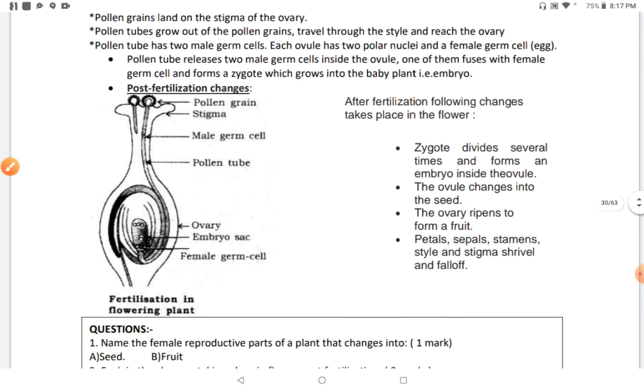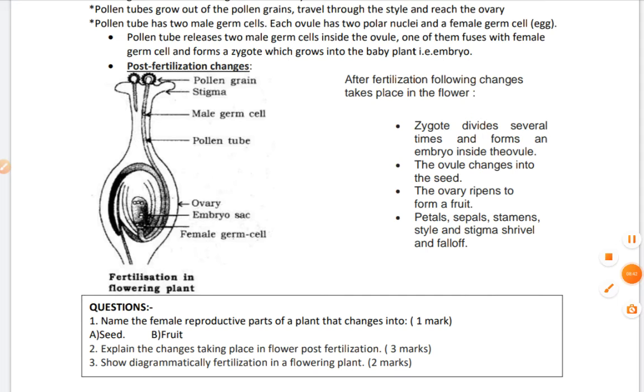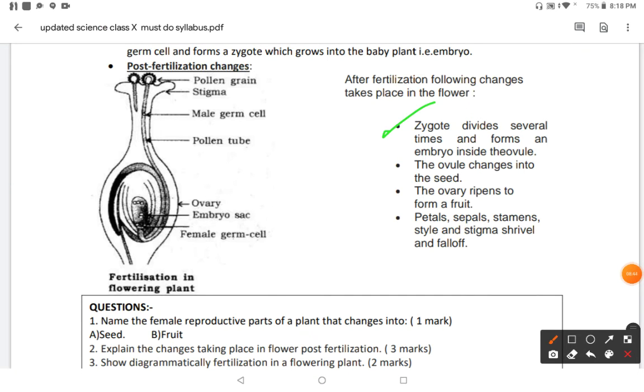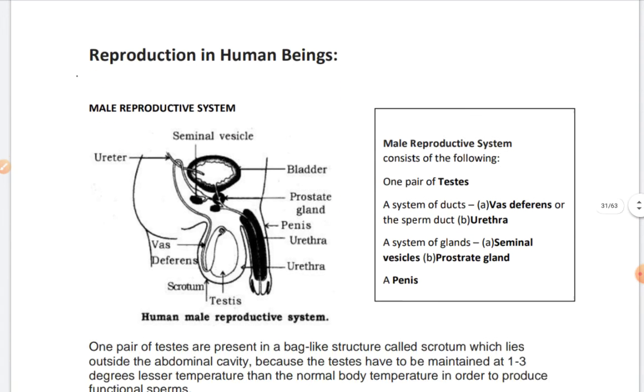And after fertilization, we can see post-fertilization changes that take place in the flower. First, the zygote divides several times and forms an embryo inside the ovule, and the ovule changes into seeds. Here seed development takes place, and the ovary ripens to form fruit, and the different parts of the flower like petal, sepal, stamen, style, stigma shrivel and fall off because there is no requirement of these when the ovary is converted into fruit. Now, how reproduction in human beings takes place.